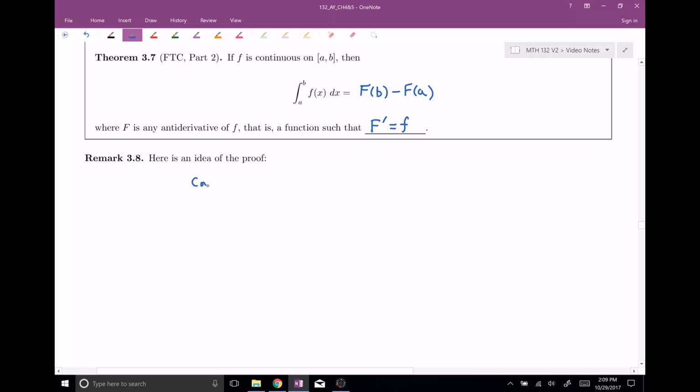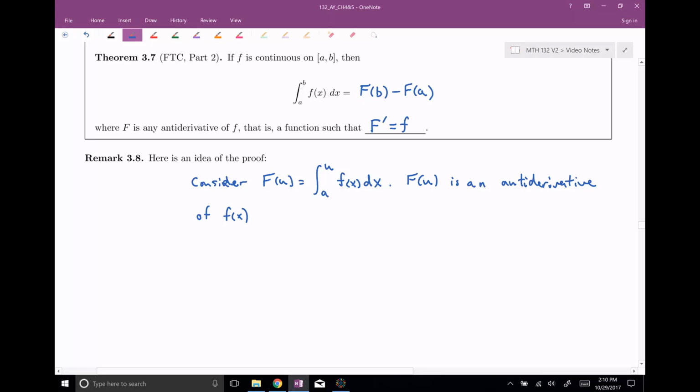I'm going to go ahead and consider capital F of u, which I'm going to define by the integral from a to u of f of x dx. This is very similar to what we have up here, except I'm having this u be a variable instead of b. b is some constant, u is going to be some variable. And we actually know that this capital F function, F of u, is an antiderivative of f of x.